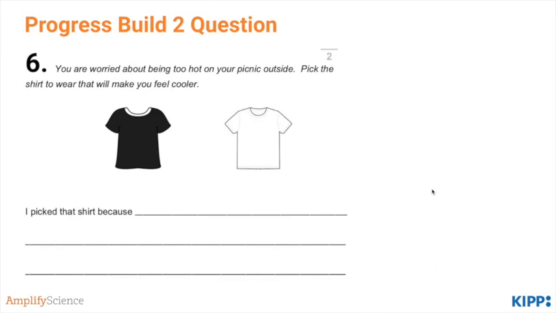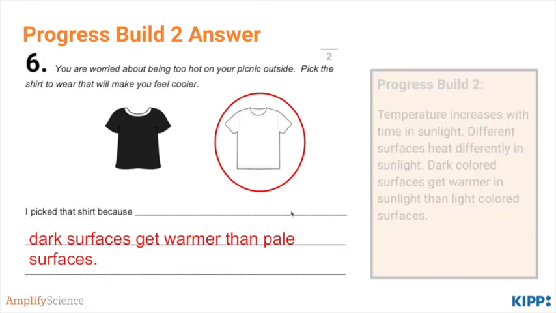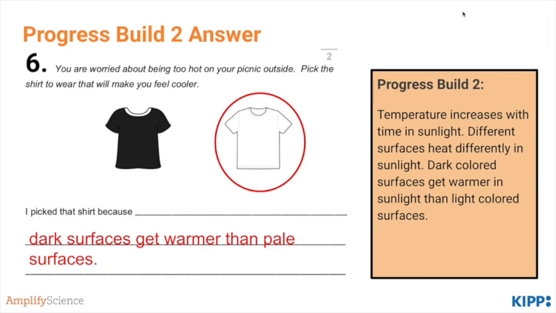This question assesses Progress Build 2. Take a second to complete it and then check back here. Great, you should have picked the white shirt because dark surfaces get warmer than pale surfaces. Once again, this assesses Progress Build 2, shown here.